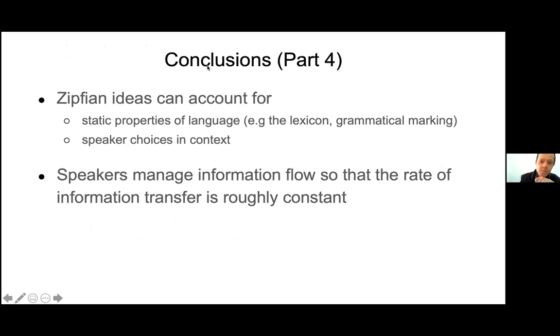Okay, so before getting into the general sum up, here are some take-home messages from part 4. First of all, the Zipfian idea that expected material tends to be expressed in a way that's relatively brief can account not only for static properties of language, but also for speaker choices in context. And when we start to look at speaker choices in context, there's a body of literature from a bunch of different levels of linguistic structure suggesting that speakers manage information flow to keep the rate of information transfer roughly constant.